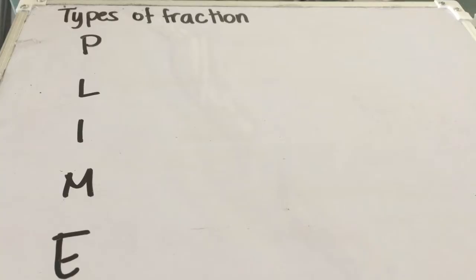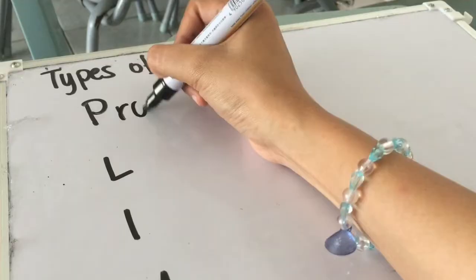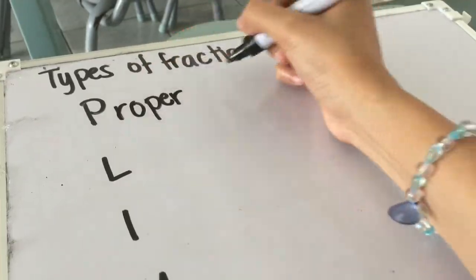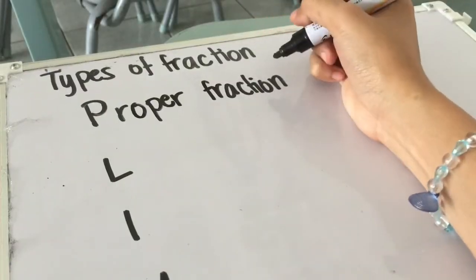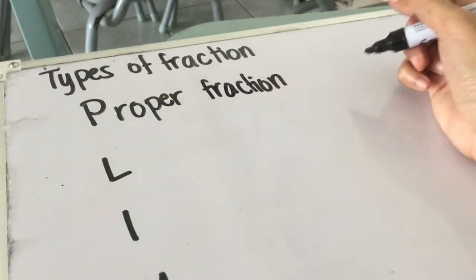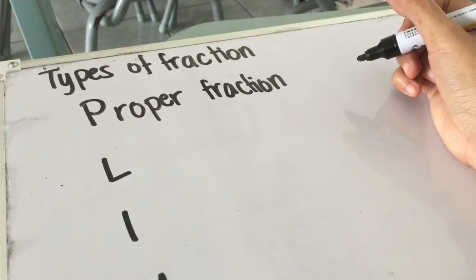So we will now proceed to the types of fraction. So for the types of fraction, we will use a mnemonic. The mnemonic is PLIME, P-L-I-M-E, so you can remember it easily. So in PLIME, our P stands for proper fraction. Proper fraction. When you see a proper fraction, the numerator is smaller than the denominator.